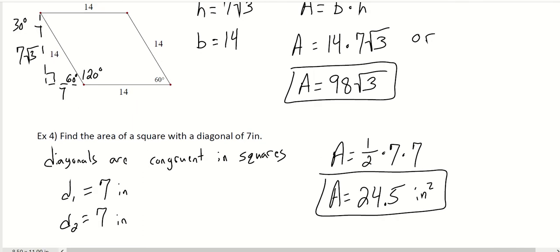All right, this one may be the simplest one on the whole sheet. Remember, in a square, the diagonals are congruent. That is a property of a rectangle, and a square has all the properties of a rectangle. So in a square, the diagonals are congruent. So we have diagonal 1 is 7 inches, diagonal 2 is 7 inches, 1/2 times diagonal 1 times diagonal 2, and we get 24.5 inches squared.